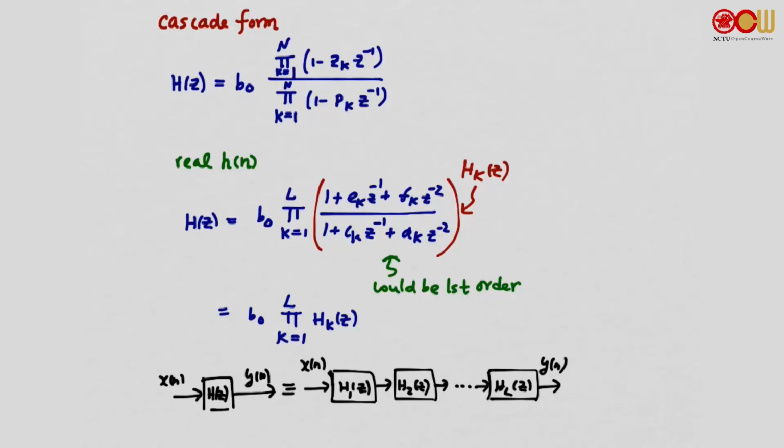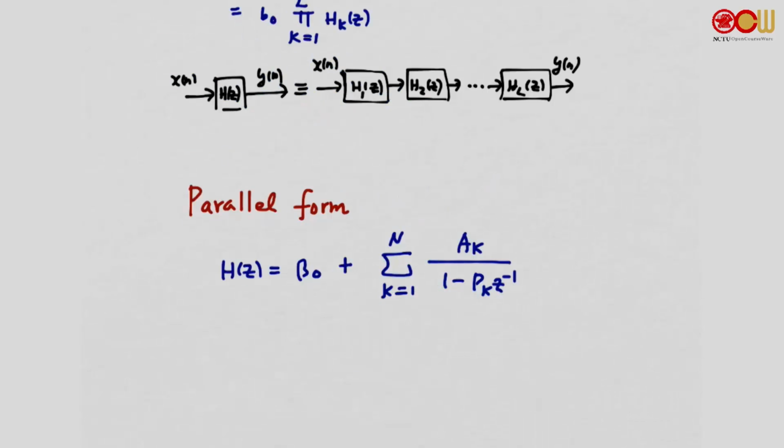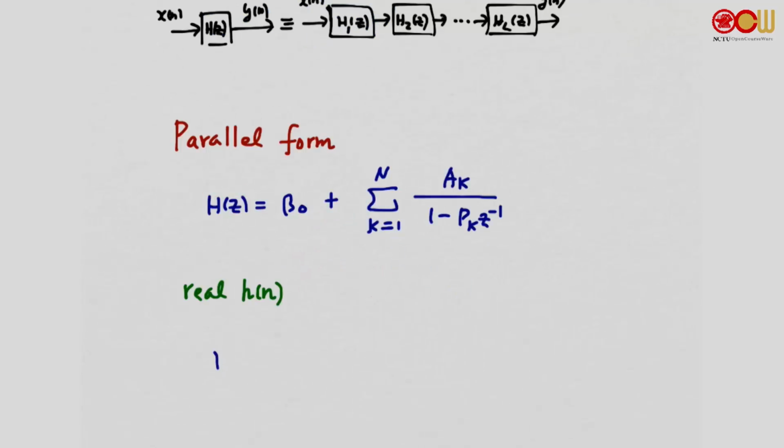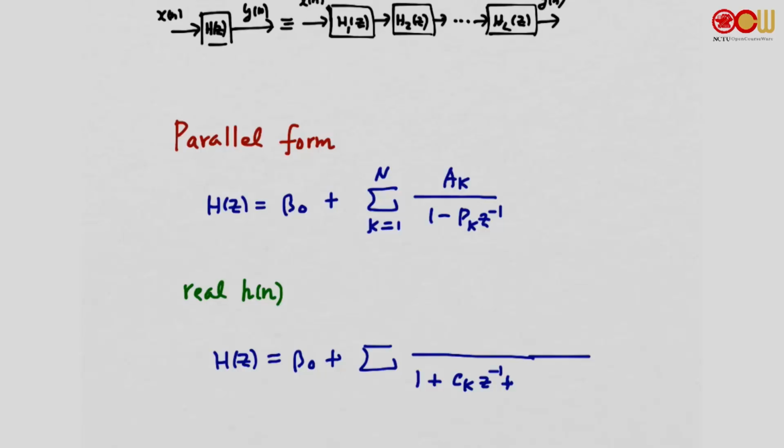Now, let's consider a very similar case, the parallel form, that expresses H as a sum of smaller orders. For parallel form, we express H as a sum of first order terms. There are n such terms, and a constant. Similarly, when H has real coefficients, we can combine those terms that are complex conjugate. The terms that have complex conjugate poles together give second order sections with real coefficients, of the form ek plus fk z^-1.